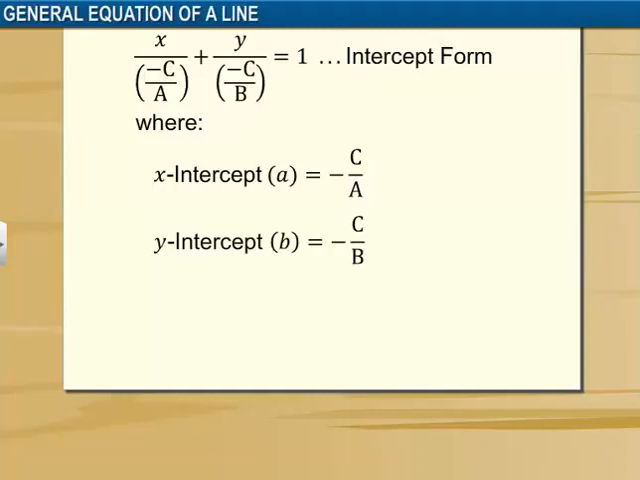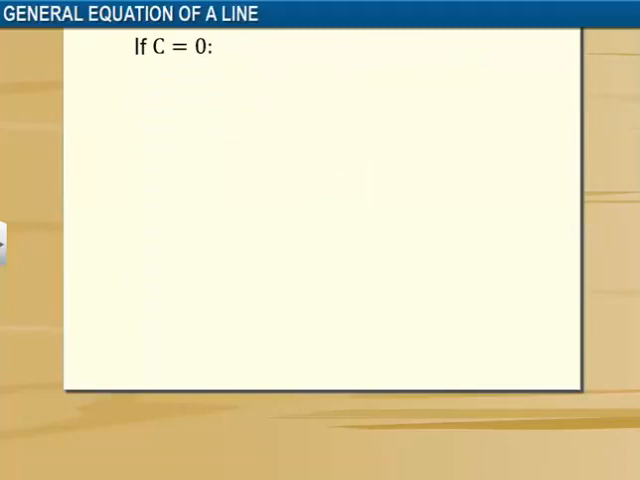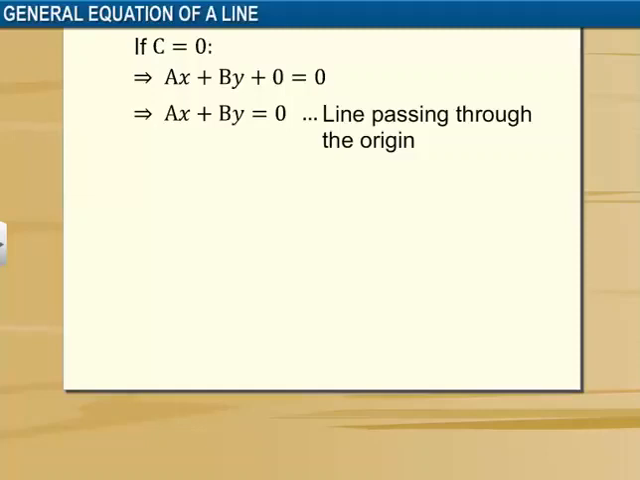Let us see what happens if the constant c is equal to 0. If c is equal to 0, then the general equation is reduced to ax plus by is equal to 0. This equation represents a line passing through the origin, cutting no intercept on any axis.